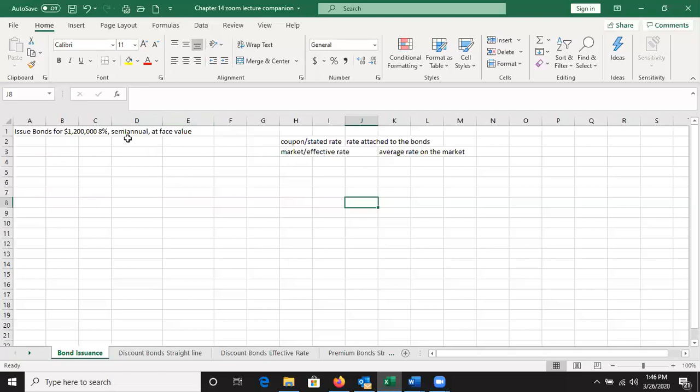And I said they're semi-annual bonds. So that means they pay interest every 6 months. Okay? So for all these examples, we're going to assume bonds are issued on January 1st, 2018.